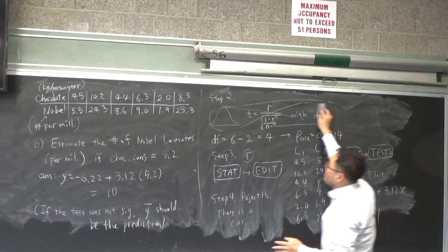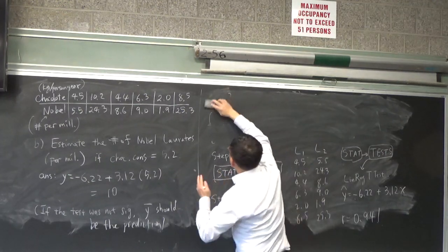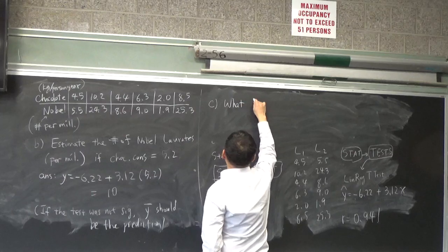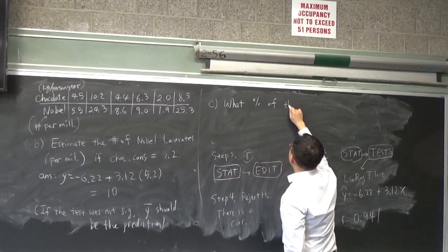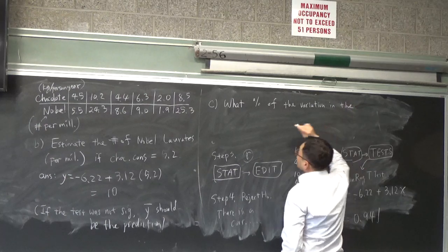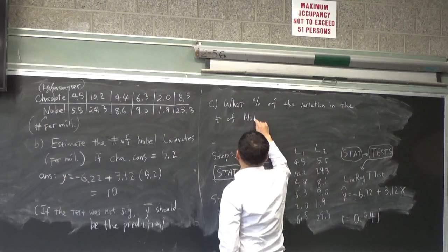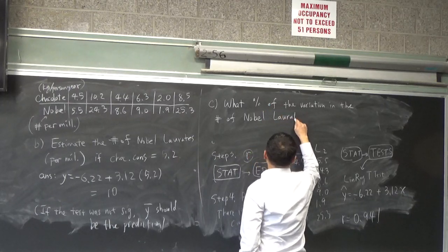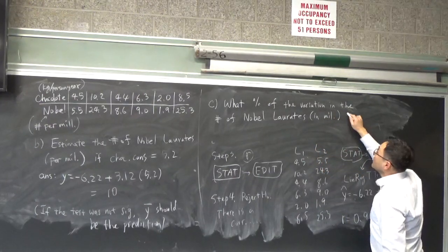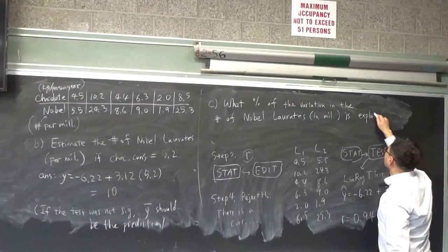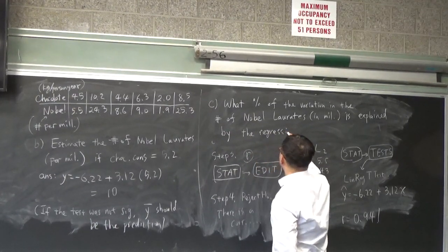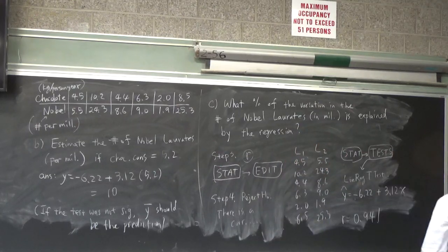All right, and then part C. Let me see if you understood enough to answer part C. Part C would be asking: what percent of the variation in the number of Nobel laureates per million is explained by the regression? How would you answer this?